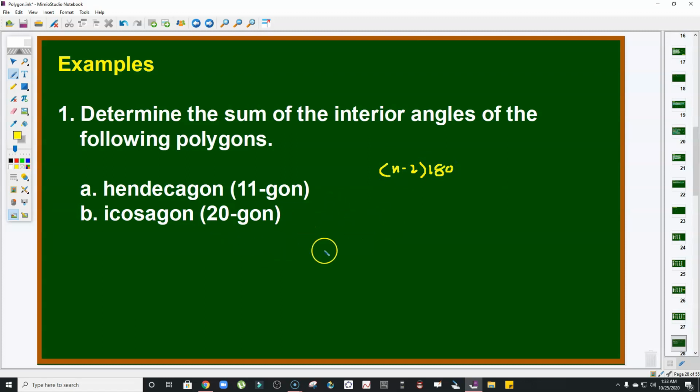So, for letter A, we have 9 times 180. As simple as that. So, that is 9 times 180, which is 1,620. Clear? That's for letter A. How about for letter B? Icosagon, that's a polygon with 20 sides, or 20-gon. So, 20 minus 2, that's simply 18 times 180. And we know 18 squared is 324, right? Times 10. So that's 3,240. Simple, right? Once again, don't forget the formula.